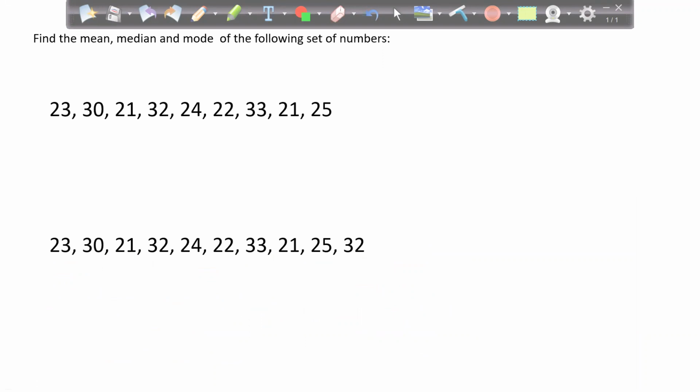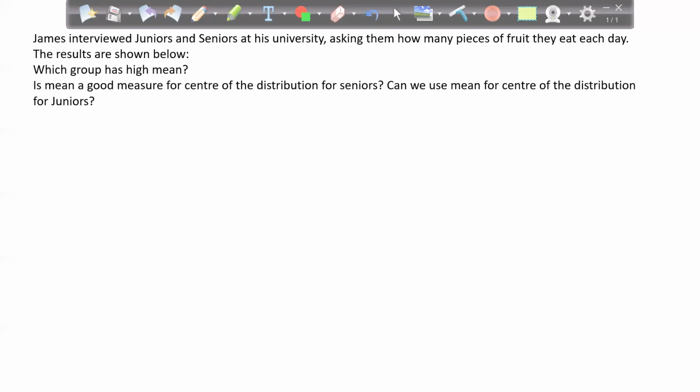Let's talk about some more examples so that we'll have a better understanding. Now here is my data set and we'll try to solve this particular problem. James interviewed juniors and seniors at his university, asking them how many pieces of fruit they eat each day. The results are shown below. Which group has the higher mean? Is mean a good measure for the center of distribution for seniors? Can we use mean for the center of distribution for juniors as well?